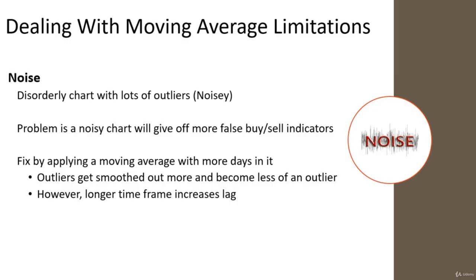You can fix that by applying a moving average with more days in it. Things that are big outliers can get smoothed out more and become less of an outlier, because a longer time frame will smooth that out more than a shorter time frame.